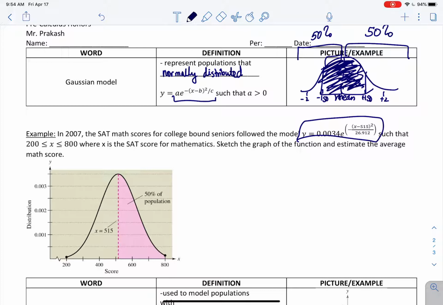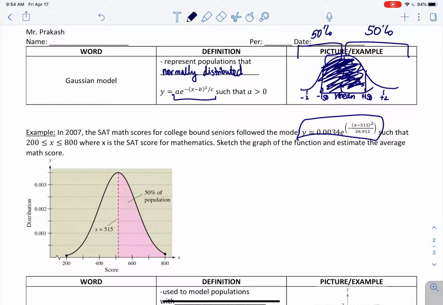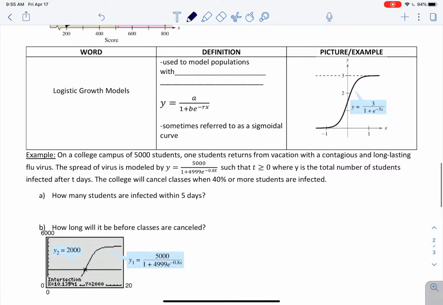All we want to do here is it's a sketch to graph the function, but it's always sketched for you. And we want to estimate the average math score. But if you look at this, we try to estimate the average score. Well, that's the 515. So basically on the Gaussian model, we want you to understand the graph of it and recognize the equation, but you don't need to do much more than that. We're never going to ask you to write the Gaussian model for something, but you should understand what the Gaussian model is and recognize it when you see it. I'm not going to spend too much time on that.